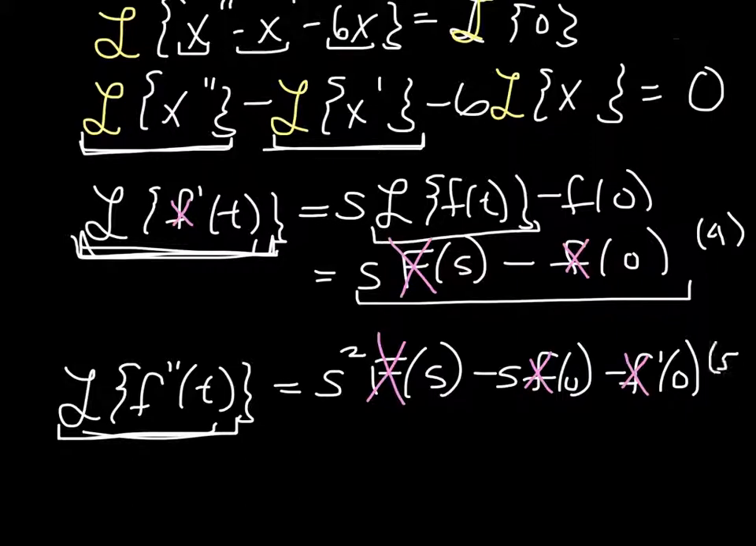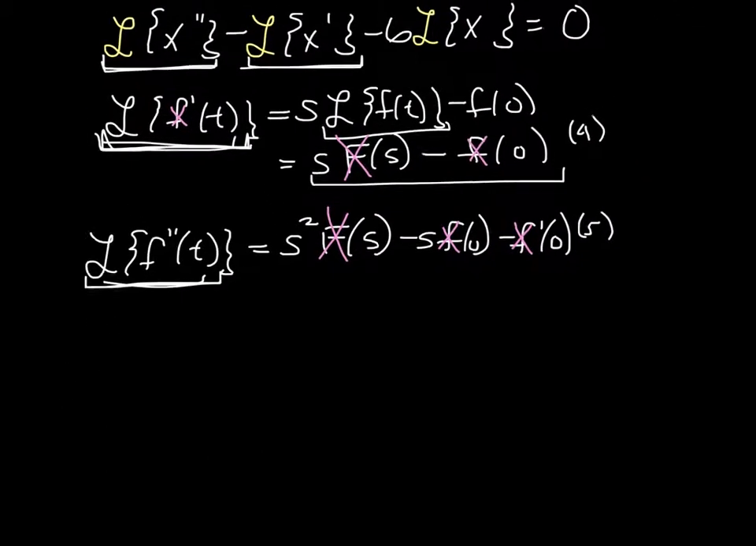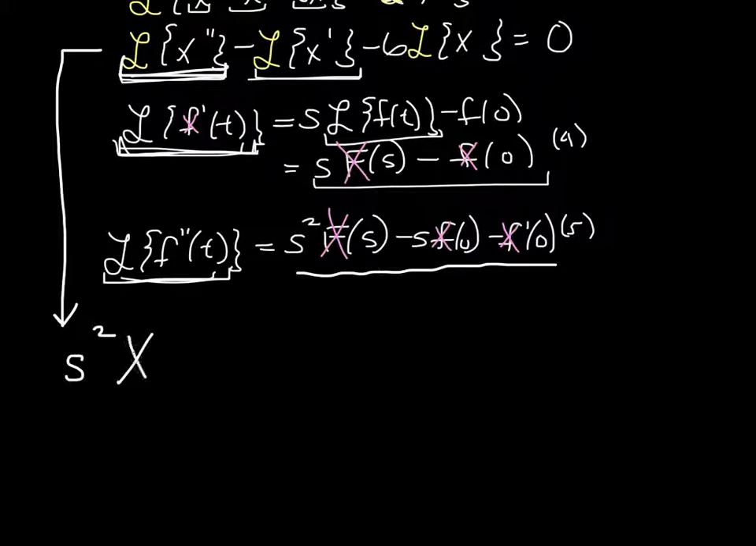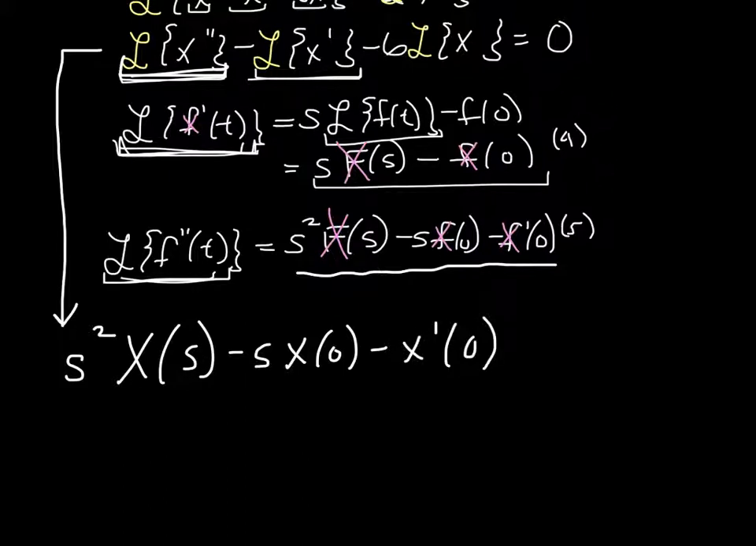Okay, so this is 5. And let's go ahead and insert all these guys. So the Laplace transform of x double prime, well, it's right here. So that's s squared chi of s minus s times x of 0, little x of 0, minus x prime of 0. That's equation 5. Let's make sure we don't make a mistake there. And then we have the Laplace transform of x prime.